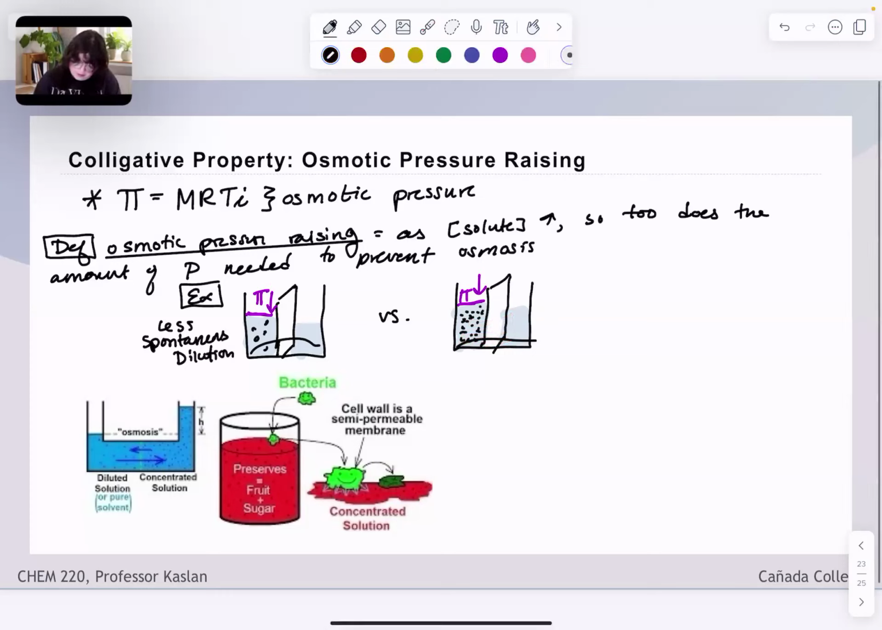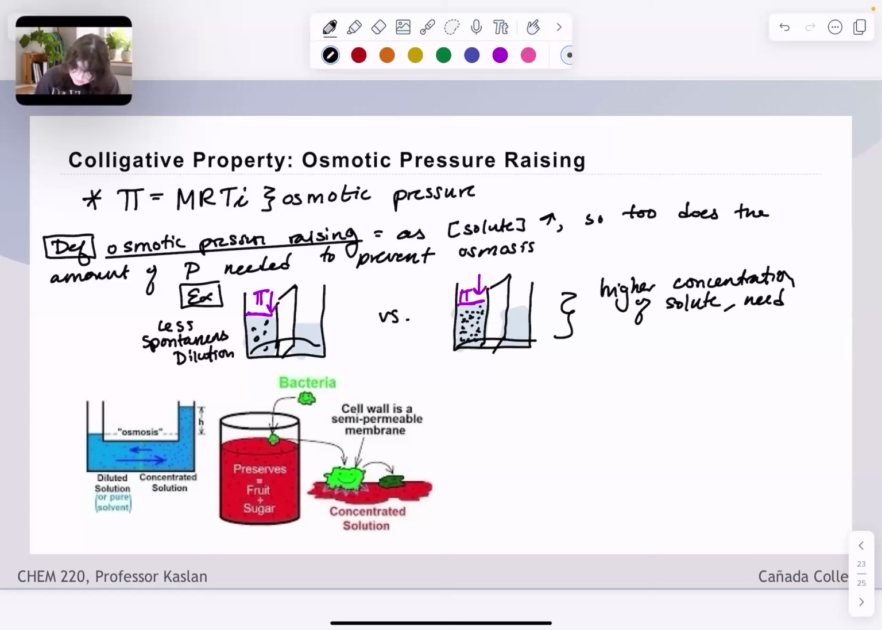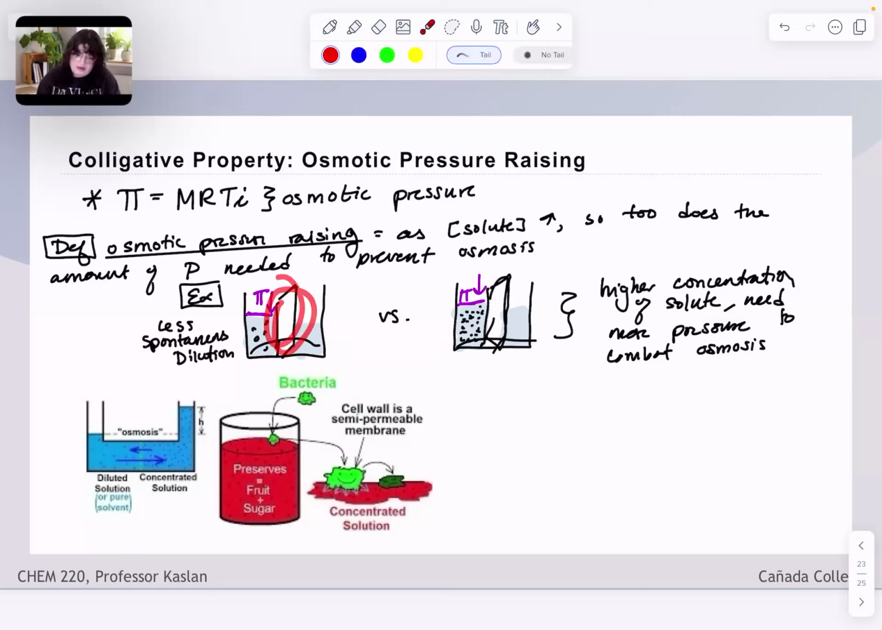So here, since we have a higher concentration of solute, we need more pressure to combat osmosis because more water is needed to dilute that solution on the left side of the membrane here compared to the solution shown here.